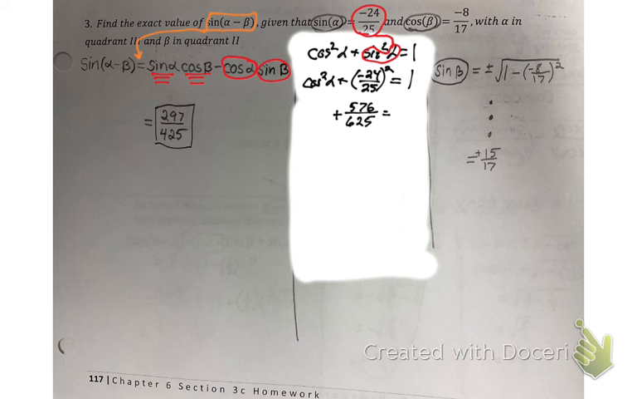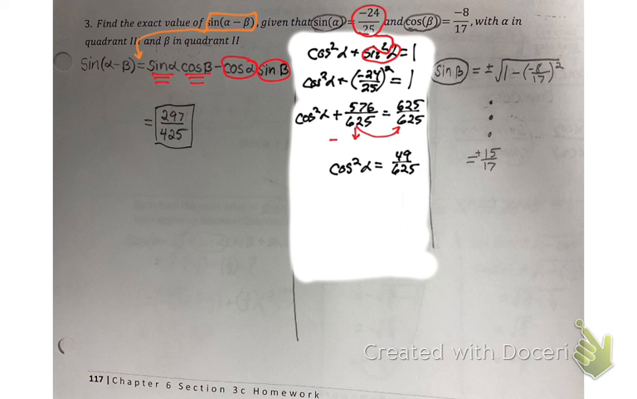Which means I'm going to rewrite the 1 as 625 over 625, so I can see that subtraction happen. And I'll have cosine squared alpha. Now we're going to subtract this from both sides to get it over here, which is going to give me 49 over 625. So I have cosine squared alpha equals 49 over 625. Good so far, Lewis? Yeah. All that stuff makes sense?